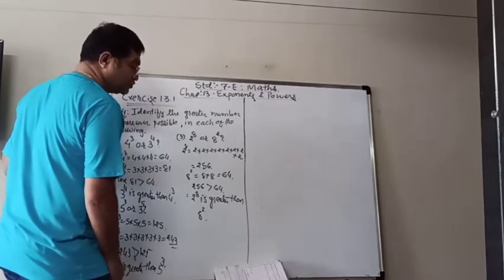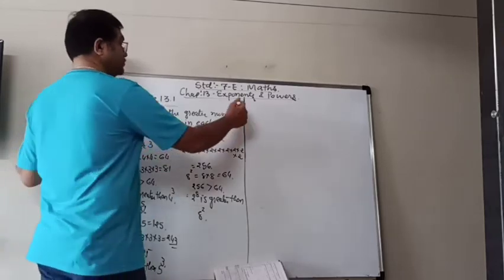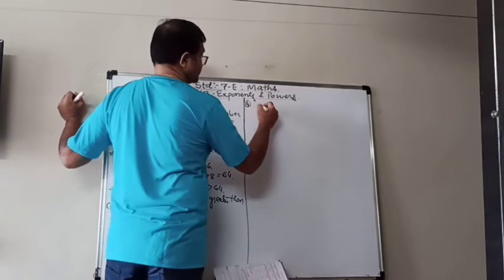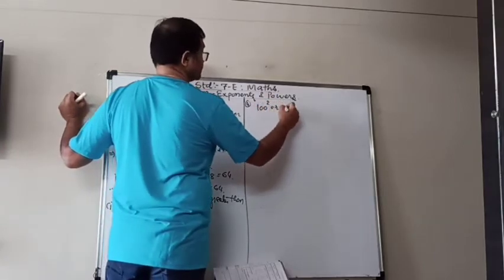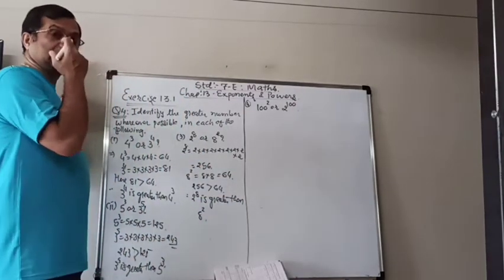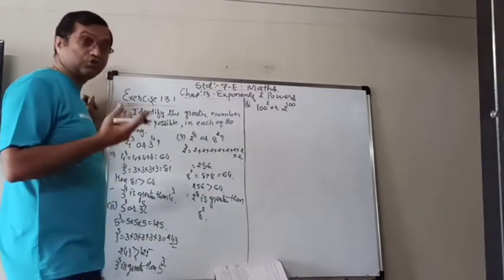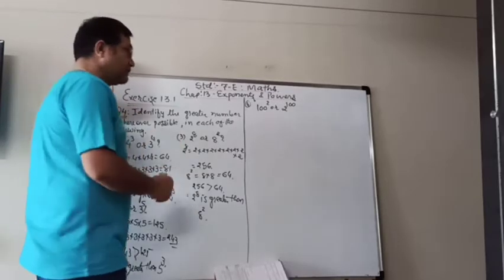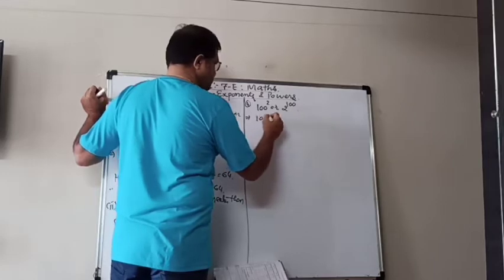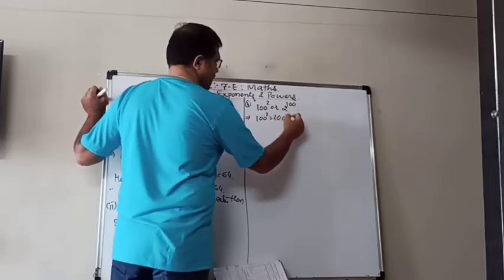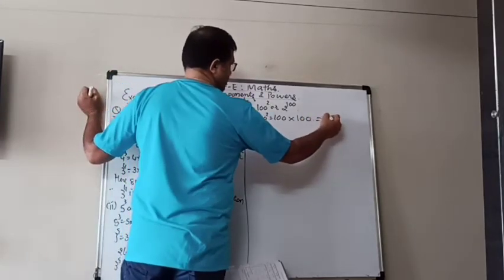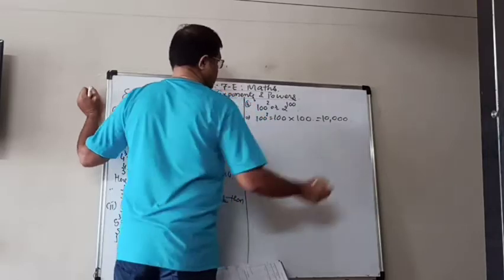Now the fourth one I will do here because it looks like it is bigger. 100 squared or 2 raised to 100. Now isn't it difficult to multiply 100 times? But let's make it easier. First of all, 100 squared means 100 multiplied by 100, and that is obviously 10,000.